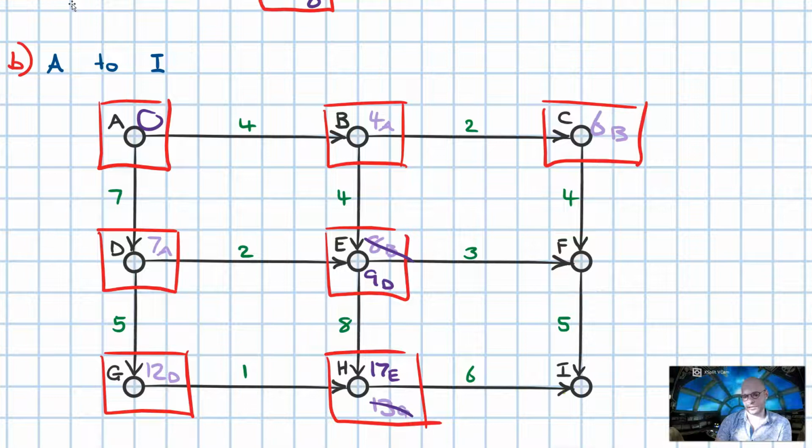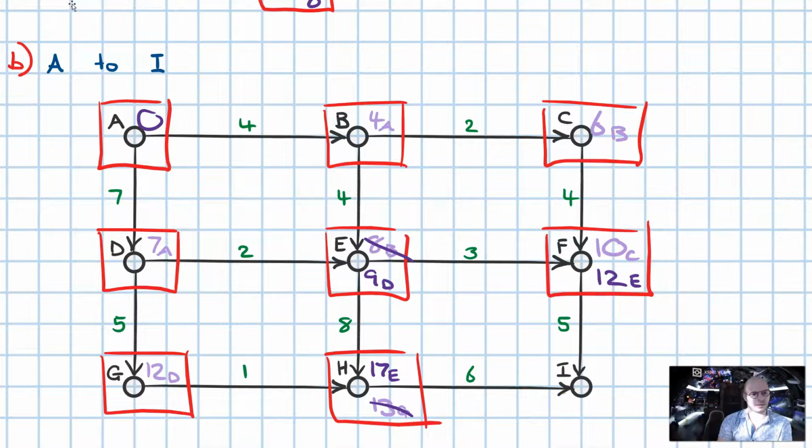Going across to F, we're able to reach F through two ways. We can go through C at a cost of 6 plus 4, and we can go through E at a cost of 9 plus 3. 6 plus 4 is 10, and that's through C. And then the larger of the two, we have 12, and that's through E. Path F is now finalized.